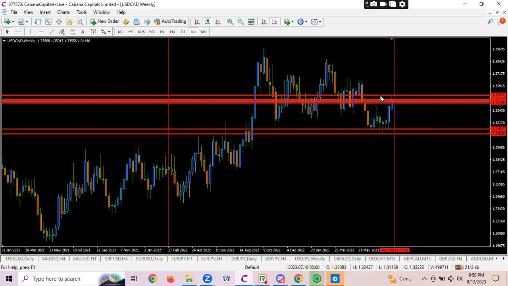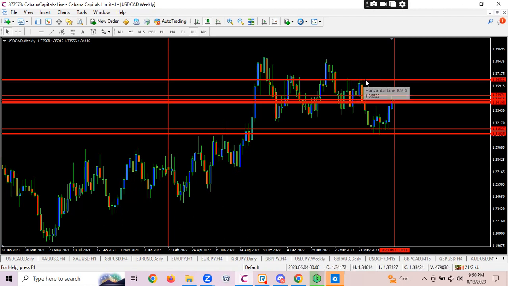But if this resistance is broken, as you can see, we also had equal highs. Can you see it here? So we have stop losses at this level, and we have buy stop orders at this level. So they might want to sweep liquidity at this level or this level. So if this resistance is broken, we could see price push up to this level. And if the support is broken, we could see price drop to this zone.